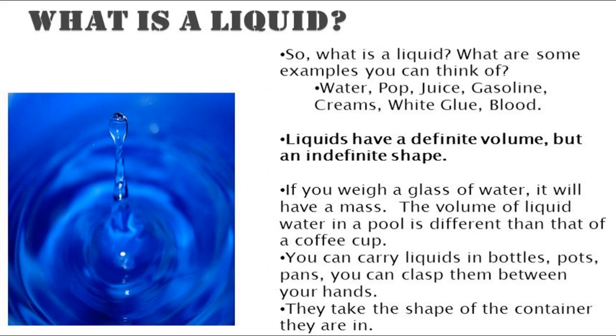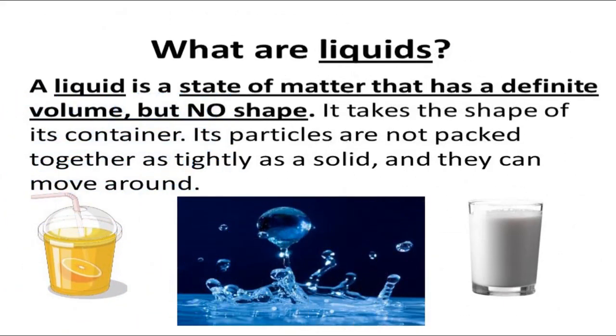So if you weigh a glass of water, it will have a mass. The volume of liquid water in a pool is different than that of a coffee cup. You can carry liquids in bottles, pots, pans. You can pour them between your hands, but they take the shape of the container they are in. A liquid is a state of matter that has a definite volume but no definite shape. It takes the shape of its container.